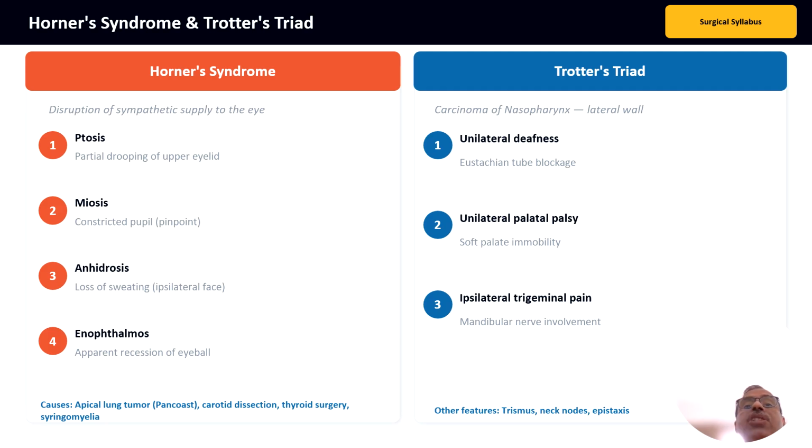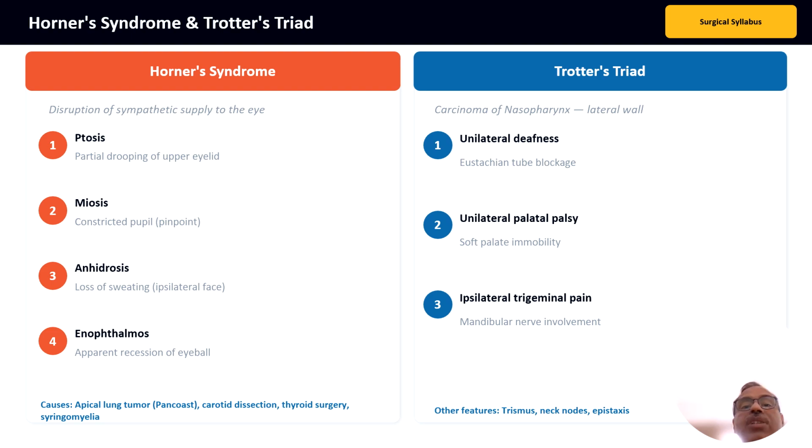Then we have Trotter's triad, which is generally seen in carcinoma of the nasopharynx, specifically of the lateral wall. And here we have three important things. One is unilateral deafness due to eustachian tube blockage, then unilateral palatal palsy, so soft palate immobility would be seen, and ipsilateral trigeminal pain due to involvement of the mandibular nerve.